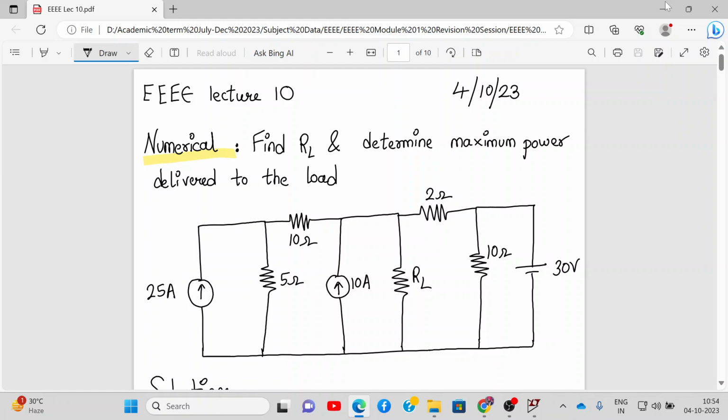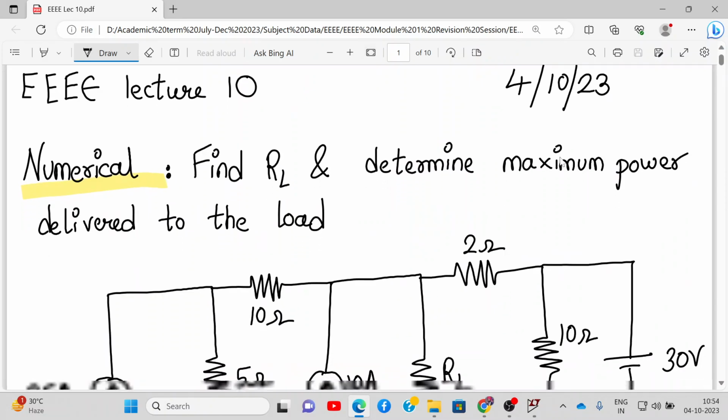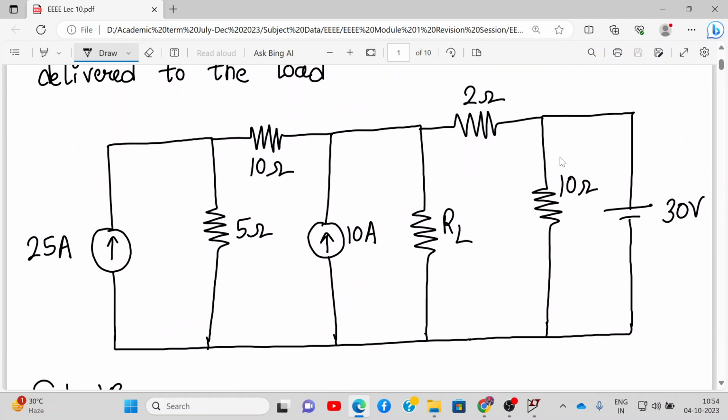We are going to solve today one numerical on maximum power transfer theorem. So here is the numerical. We have to find RL and determine the maximum power delivered to the load. So let's begin. This is my circuit. First of all, I have to find the unknown value of RL. So let us mark these points as terminal A and B.